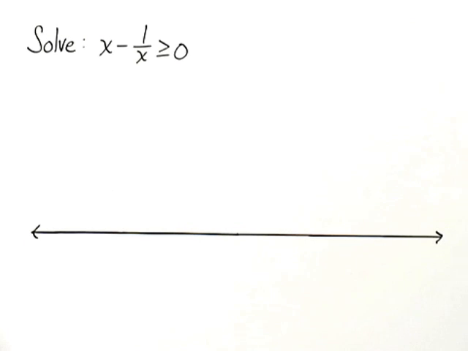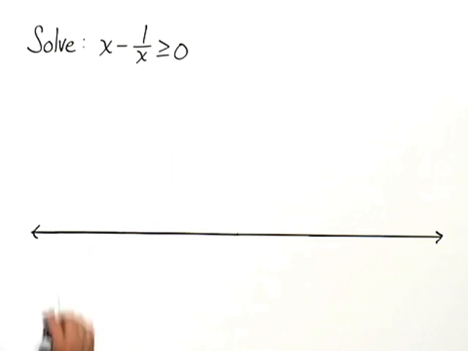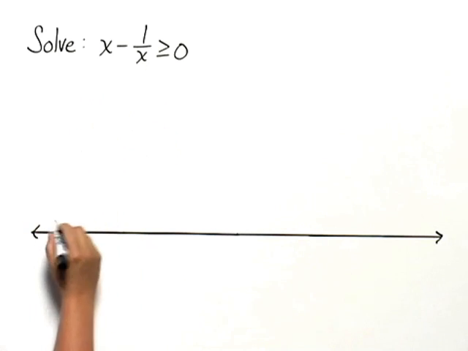Solve x minus 1 over x is greater than or equal to 0. This is a rational inequality. There are two types of numbers that we look at to break a number line into intervals. The first one is where it's undefined. This is undefined when x is 0.